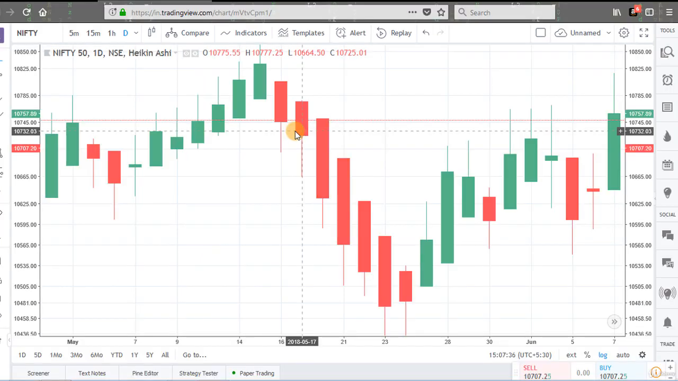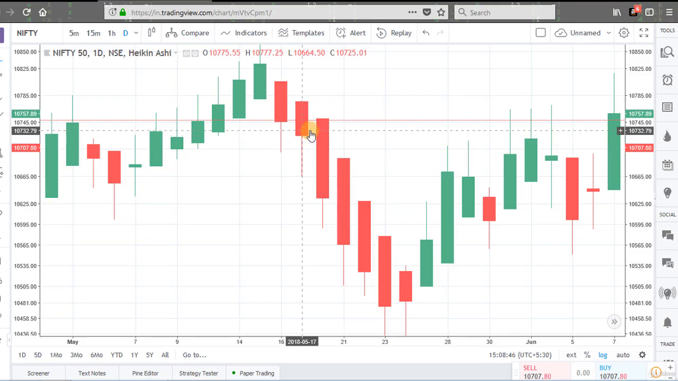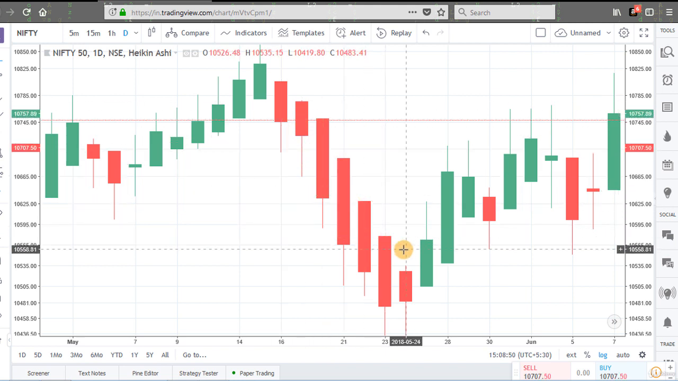But in a Heikin chart, each candlestick is calculated and plotted using some information from the previous candlestick. The open price in a Heikin candlestick is the average of the open and close price of the previous candlestick. The close price in a Heikin candlestick is the average of the open, close, high and low prices. The high price is chosen from the high, open and close prices, whichever has the highest value, and the low price in a Heikin candlestick is chosen from the low, open and close prices, whichever has the lowest value. So, candlesticks of a Heikin chart are related to each other.